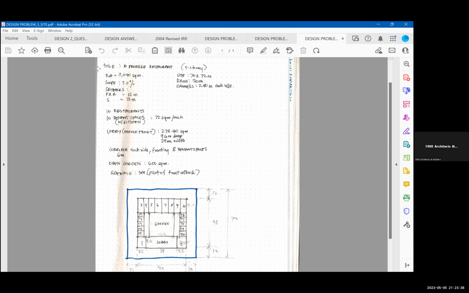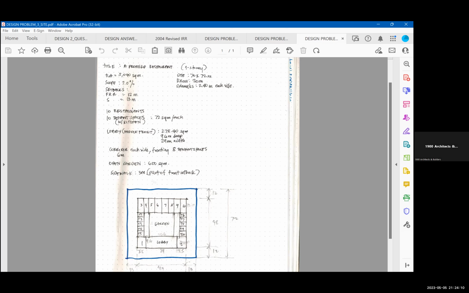Sinulat ko yung title, and then the TLA, binigay naman niya, 5,040, may slope. Tapos yung setbacks, may particular setback din na binigay. So, front and rear is 12 meters. Tapos, side is 13 meters. Ang binigay niya lang yung frontage, 70. Kaya nakuha ko yung 72 kasi meron naman siyang binigay na area. Okay? Tapos yung road right of way, 20 meters sidewalks.